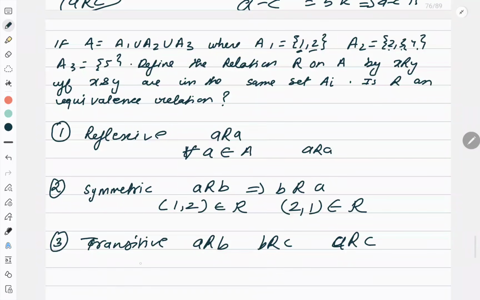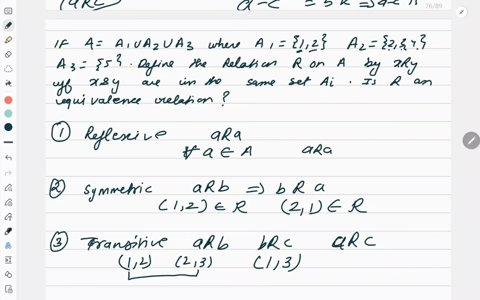Now if I am saying 1 comma 2, you just observe it like this: 1 comma 2 belongs to the relation, which means 1 and 2 are in the same set. Now 2 comma 3. So 1 comma 2 is there in the relation, and 2 comma 3 is also in the relation because they belong to the same set. So does 1 comma 3 belong to the same set?